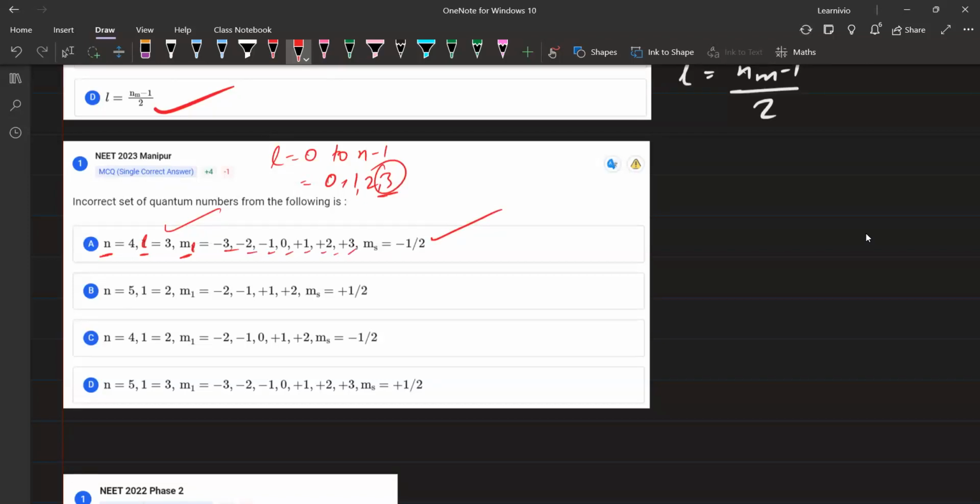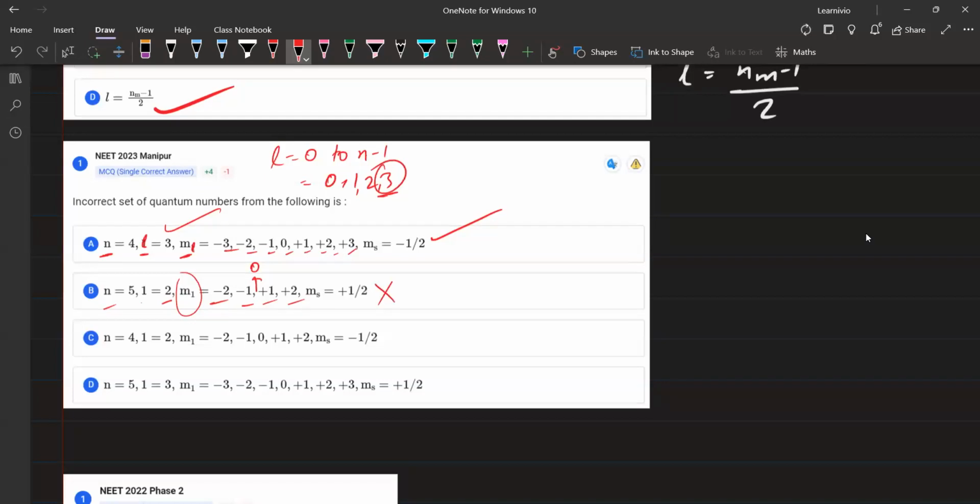Right? Let us see. N is equal to 5, L is equal to 2, obviously, within 0 to 5. If I look at the magnetic quantum numbers, it is minus 2, minus 1, plus 1, plus 2. Now, the 0 is not here. 0 should be included, but 0 is not here. So this will be not correct.